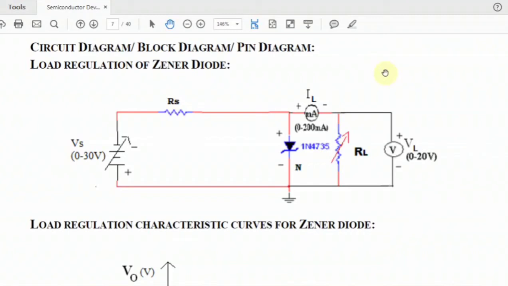Hello everyone, today we'll be starting the load regulation characteristics of a Zener diode. Now before explaining the circuit, we first need to know what load regulation is.